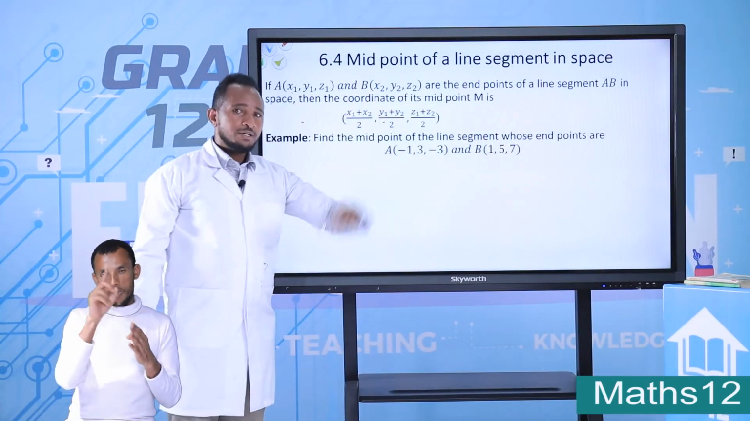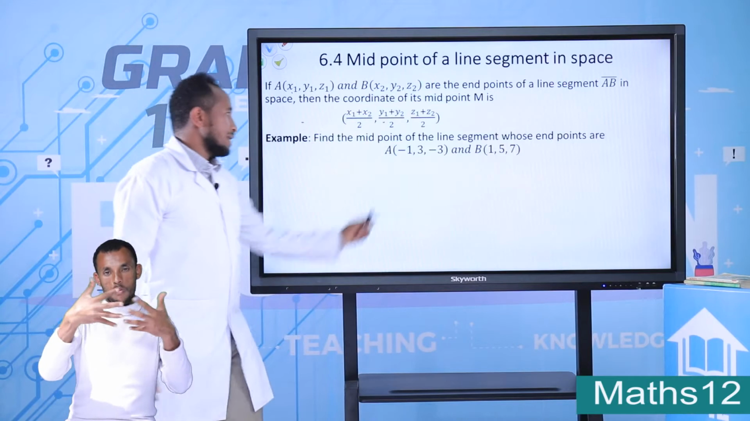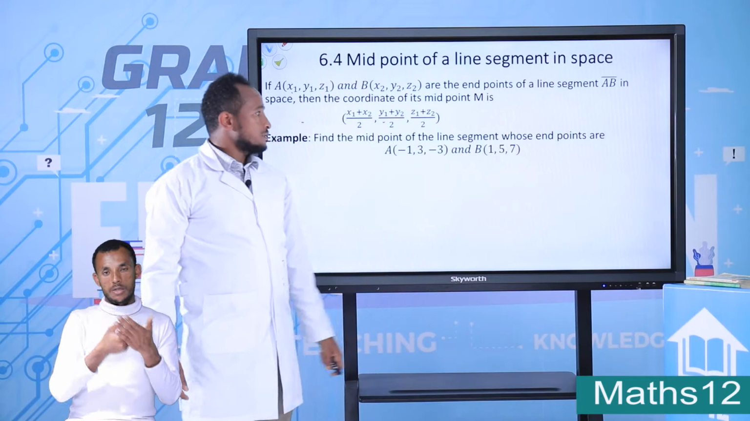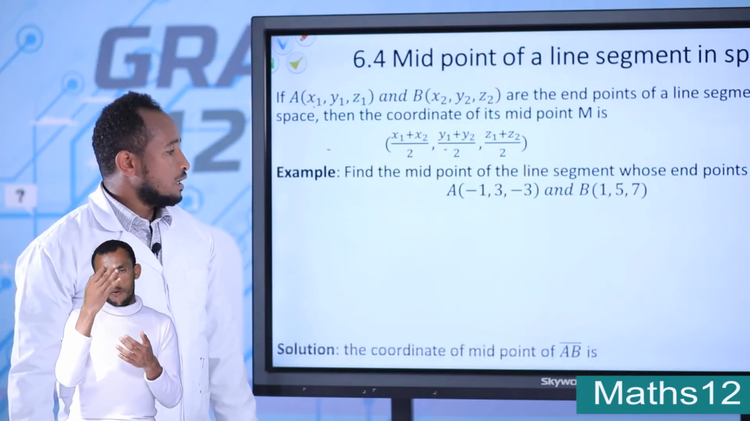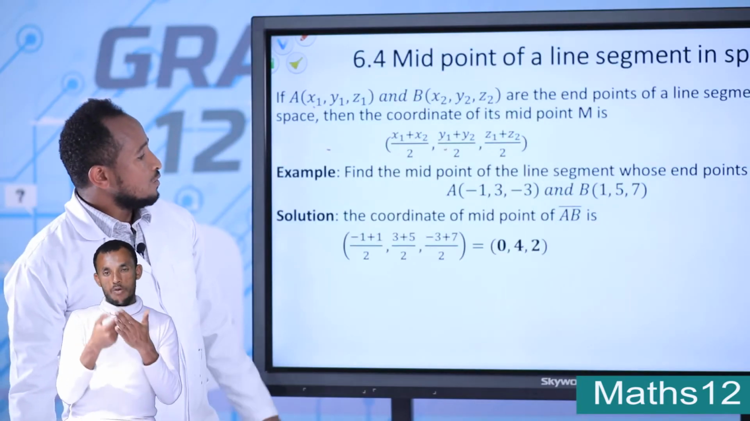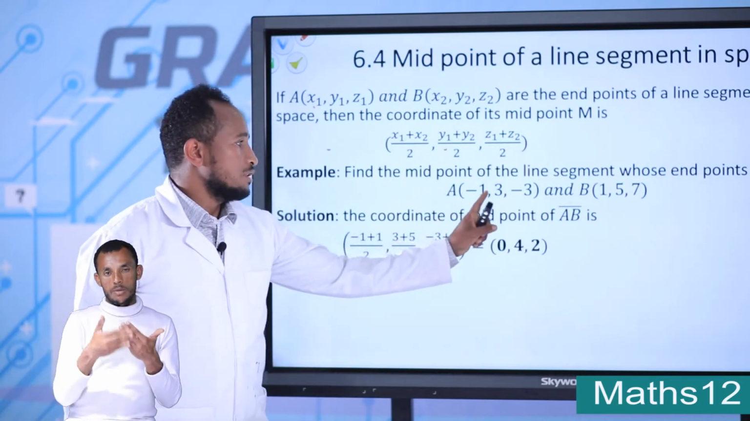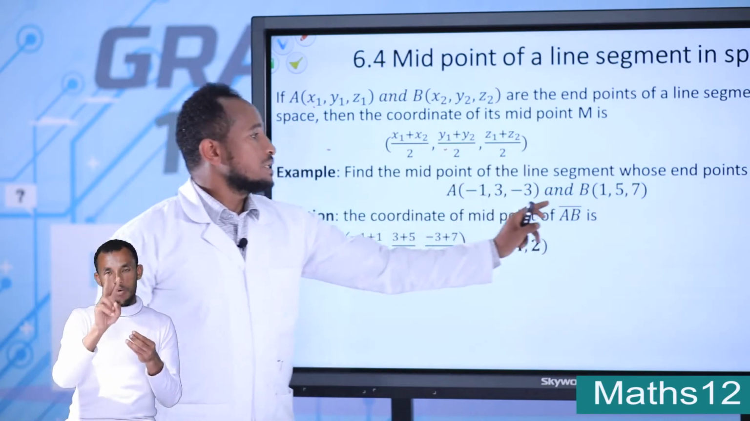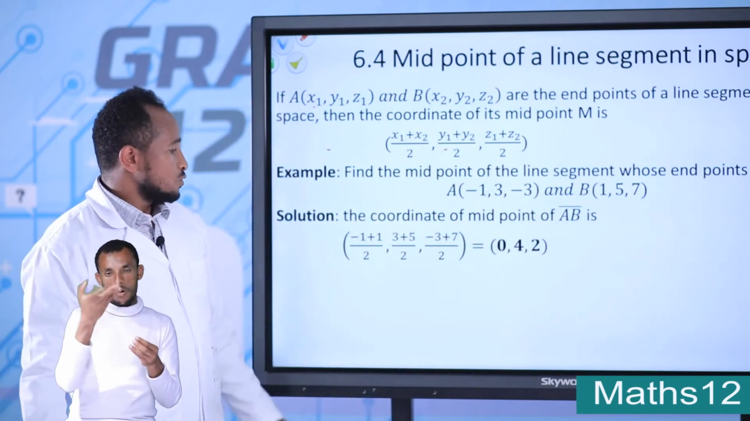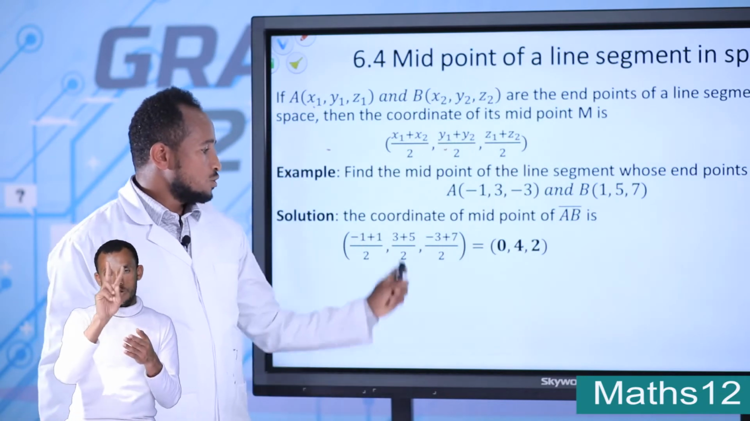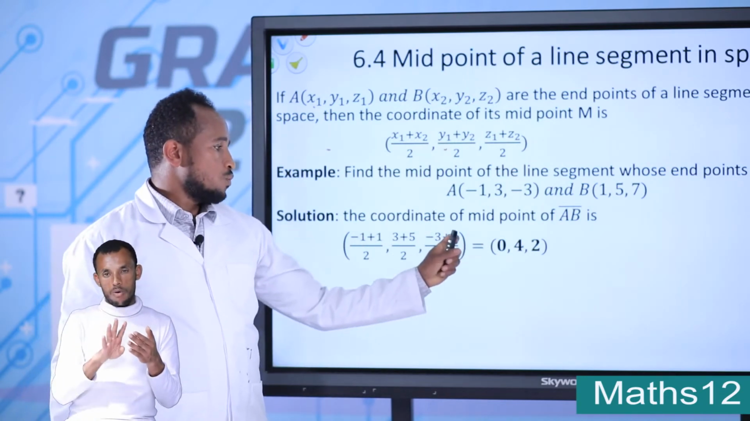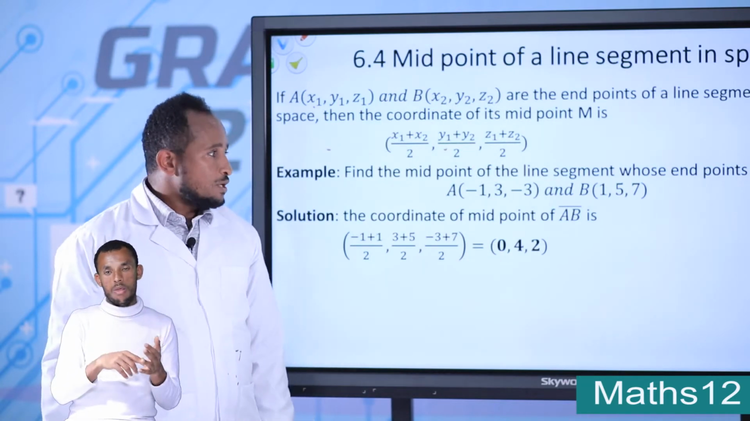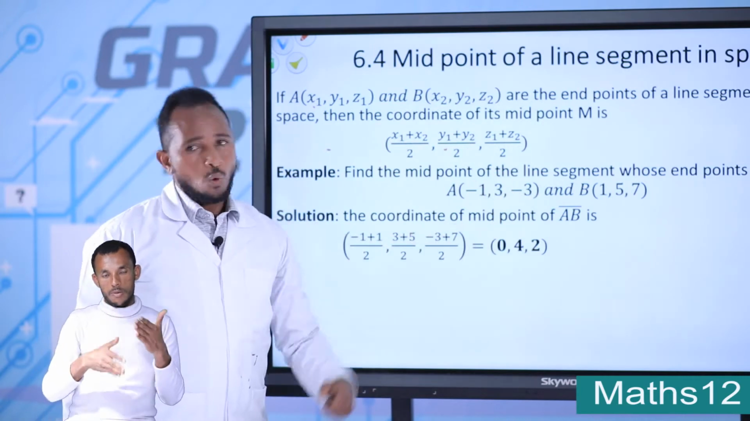Now let's see one example. Let's try to find the coordinate of the midpoint of the line segment AB, where the coordinate of A is this one and B is 1, 5, 7. Applying the formula, we'll have this one. Simply take the average: -1 plus 1 over 2, 3 plus 5 over 2, -3 plus 7 over 2. So this one is 0 over 2, that's 0. This one is 8 over 2, it is 4. This one is 4 over 2, that is 2. So the coordinate of the midpoint of this line segment is this one.